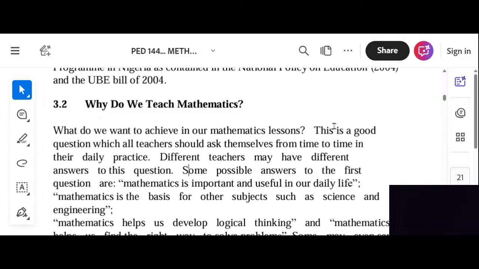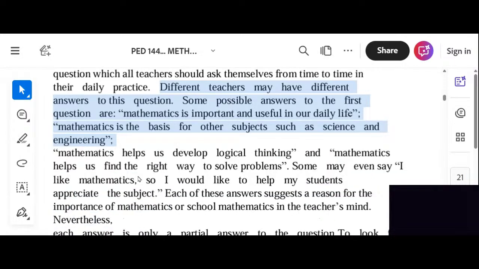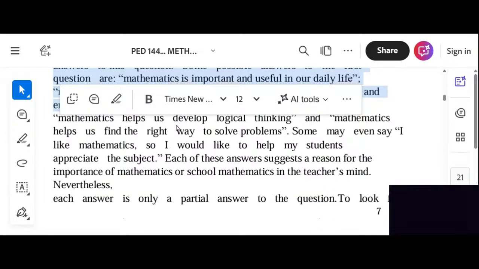This is a good question which all teachers should ask themselves from time to time in their daily practice. Different teachers may have different answers to this question. Some possible answers are: mathematics is important and useful in our daily life. Another one is mathematics is the basis for other subjects such as science and engineering. Another one is mathematics helps us develop logical thinking. And another one is mathematics helps us find the right way to solve problems.